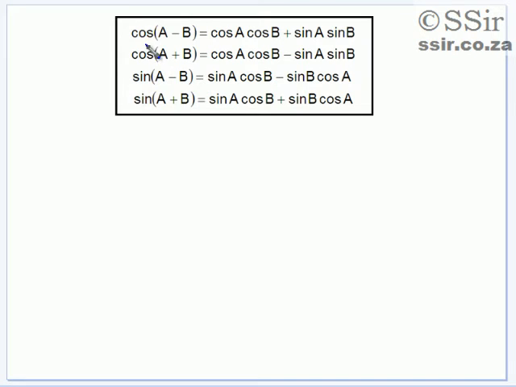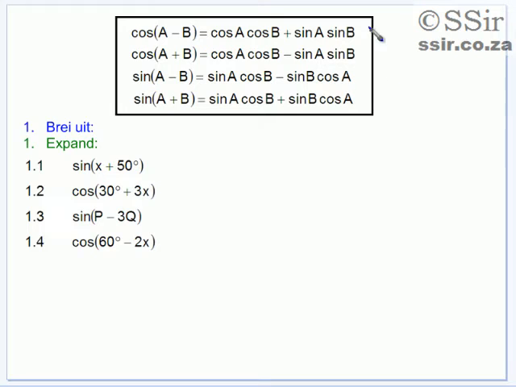The first formula for compound angles was this, cos of A minus B. We can also get cos of the sum of two angles, and this is cos A times cos B minus sin A times sin B. For sine, there also exist compound formulas for the difference between two angles, which is sin A cos B minus sin B cos A. And the second is sine of the sum of two angles, A plus B, so that becomes sin A cos B plus sin B cos A. These are the 4 compound angle formulae, and they appear on your formula sheet exactly like this.